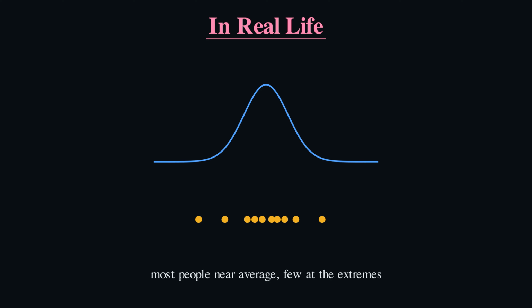Think of the heights of everyone in a city. Most people cluster near the average. Very few are extremely tall or extremely short. Draw that as a graph and you get the bell shape. That is the Gaussian hiding in a crowd.